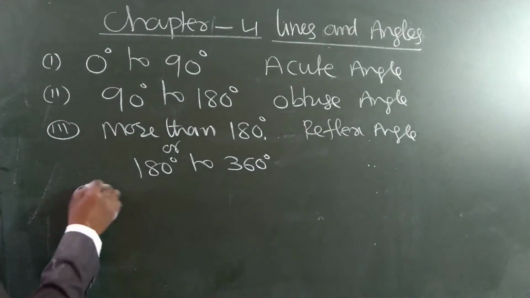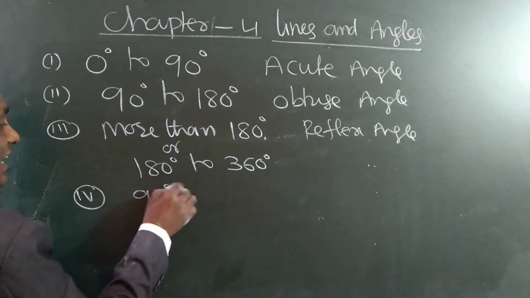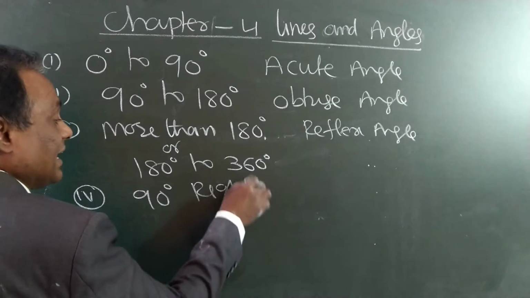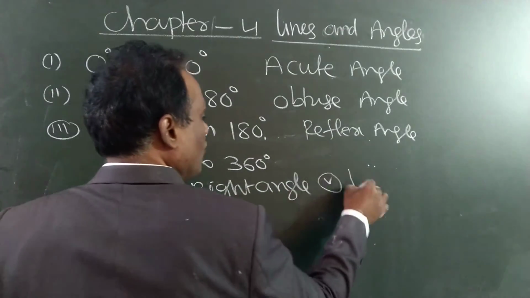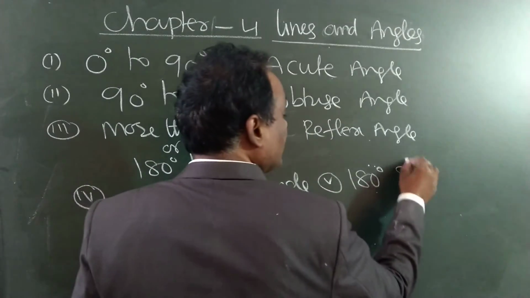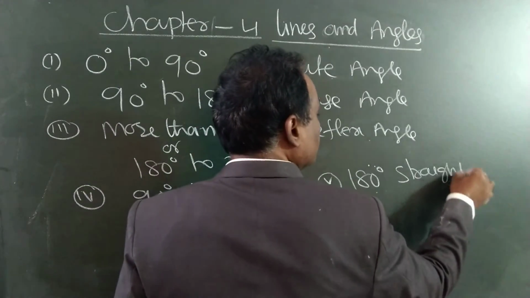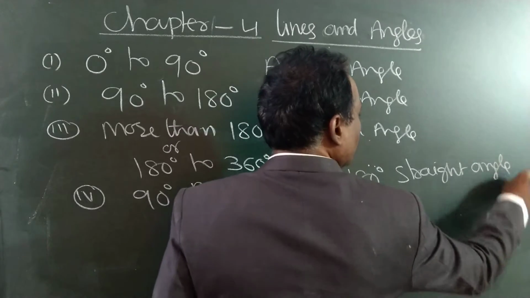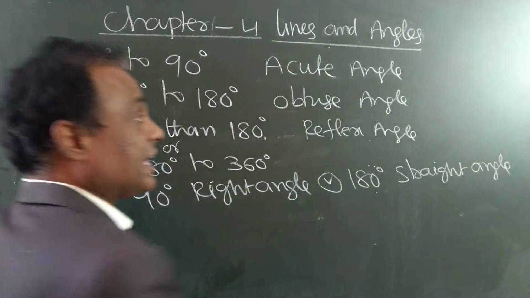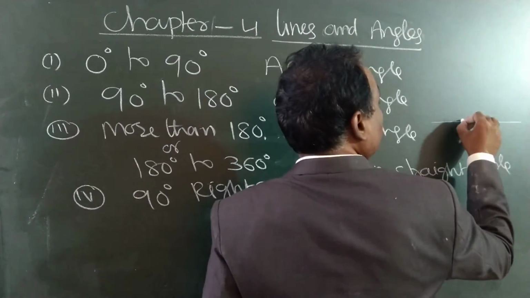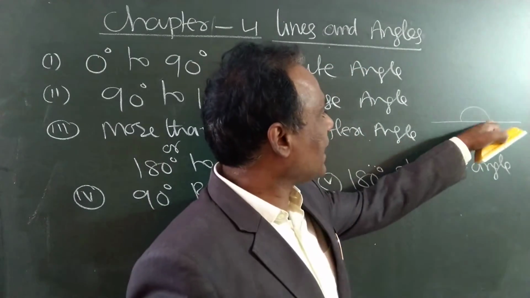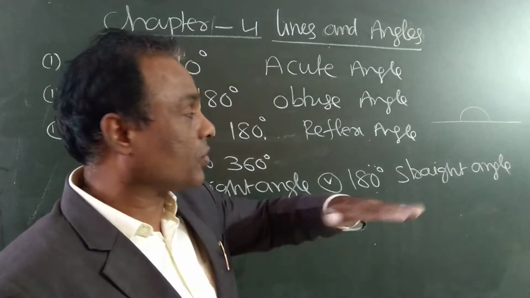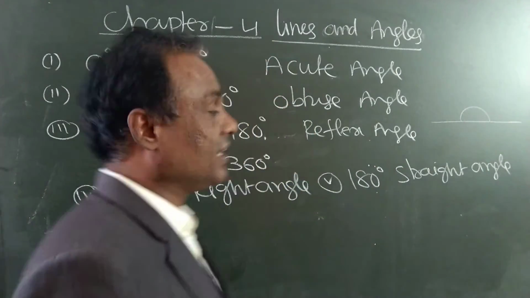Next, 90 degrees is called right angle. Right angle means 90 degrees. 180 degrees is called straight angle, because if you take it like this, the total angle will be 180 degrees. On a straight line, the total angle is 180 degrees. Even if you take the protractor, the total angle will be 180 degrees.